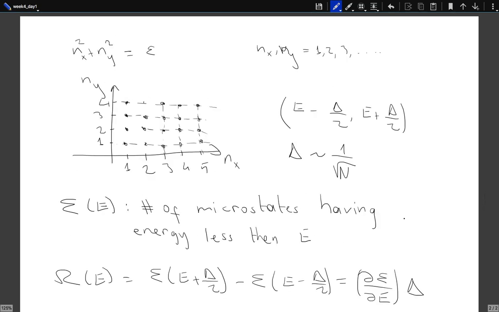Now, how to calculate this omega? You see, this equation, in this 2-dimensional example, defines a circle. Or if I just say less than or equal to, it defines a disk. And since nx and ny are larger than 0, I'm interested in the number of points within this area. I'm interested in how many points are there in this quarter of a disk.